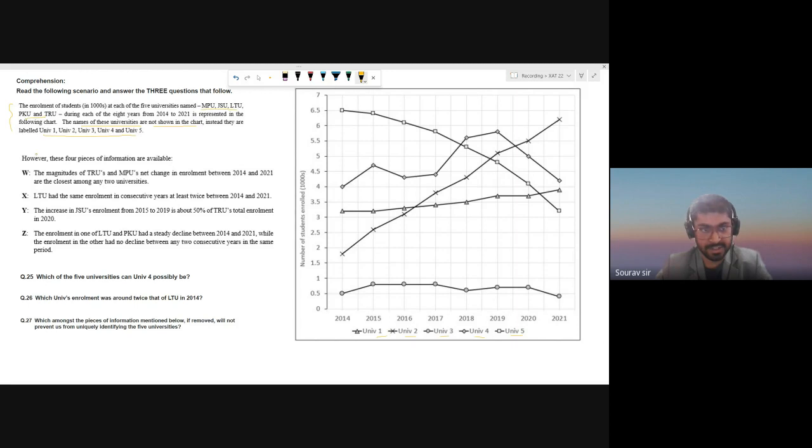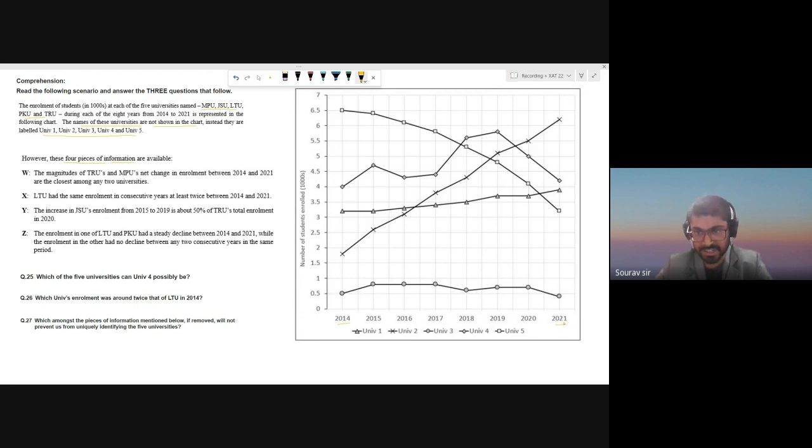So using the conditions given here, 4 pieces of information, we have to identify which university corresponds to which number, 1, 2, 3. And then we have to answer these 3 questions. Let us try to check the first condition W and see if we can identify any university. The first condition W says that the magnitudes of TRU's and MPU's net change in enrollment between 2014 and 2021 are the closest. So we don't know which one is TRU, we don't know which one is MPU. And the starting year is 14 and the ending year is 21.